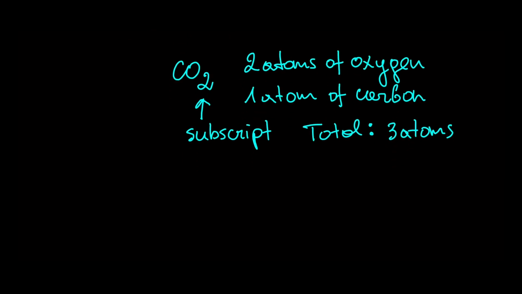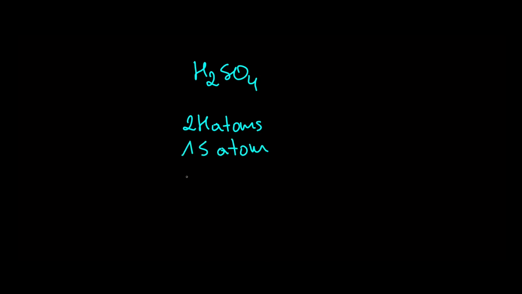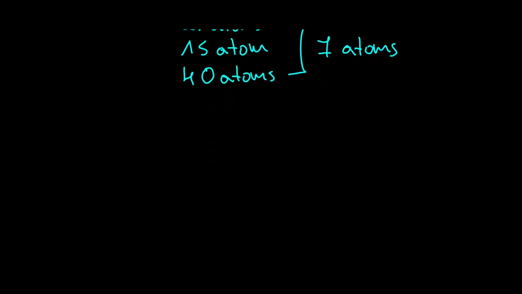First is H2SO4. Once again, we look at the subscripts. We get two hydrogen atoms and one sulfur atom. Remember, no subscript always means one. And lastly, we have four atoms of oxygen. So in total, we have seven atoms in this molecule. Let's make this a little bit harder.